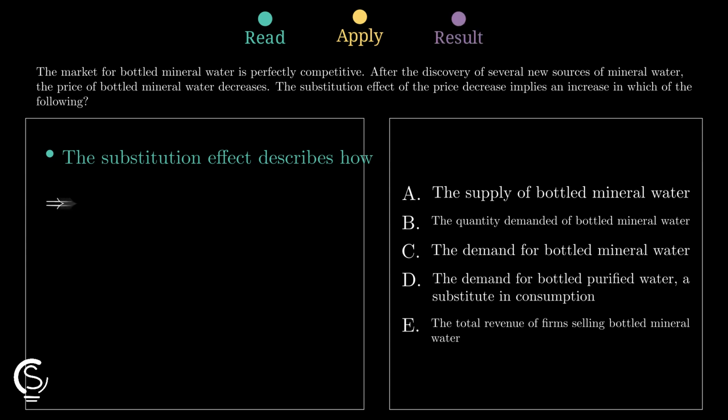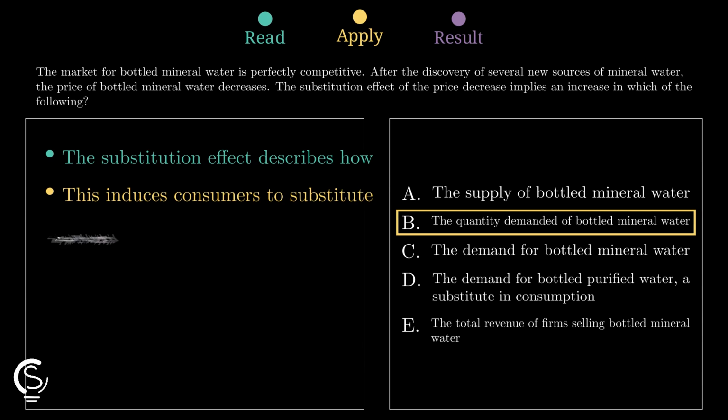A price change causes movement along the demand curve. Thus, quantity demanded increases, making option B the only correct choice.